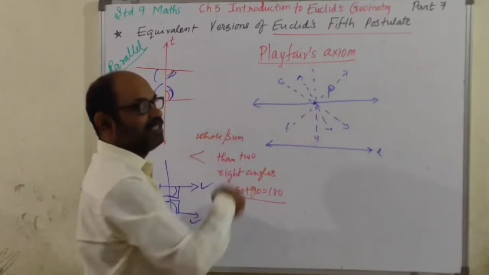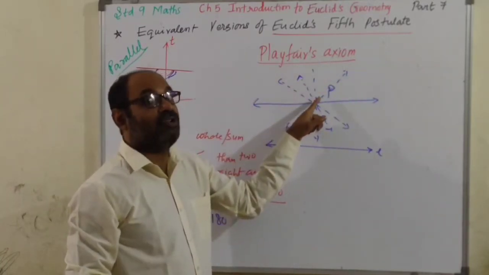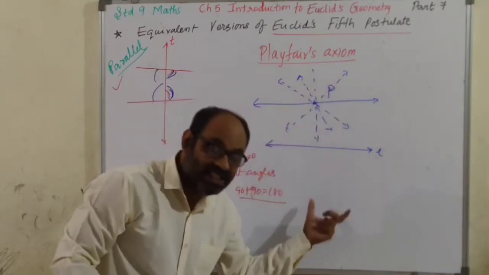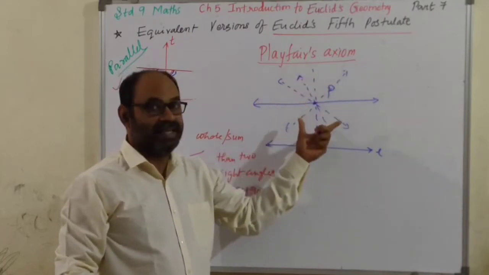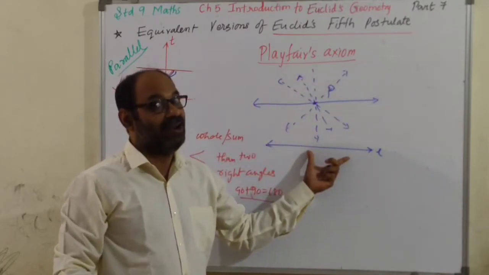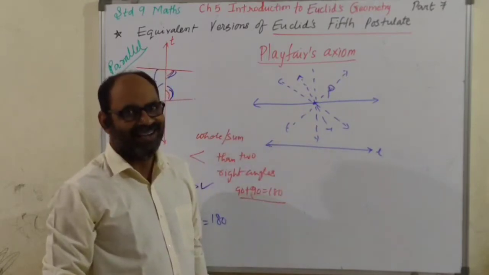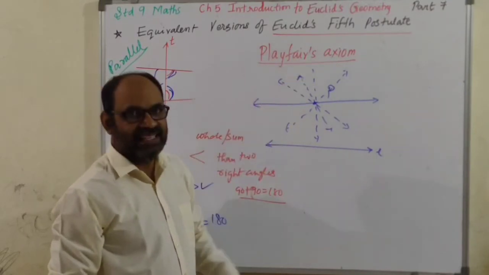This line also passes through P. But out of infinite lines passing through point P outside line L, how many lines will be parallel to L? In infinite lines, how many can be parallel to L? One and only one. Correct? And that is Playfair's axiom.